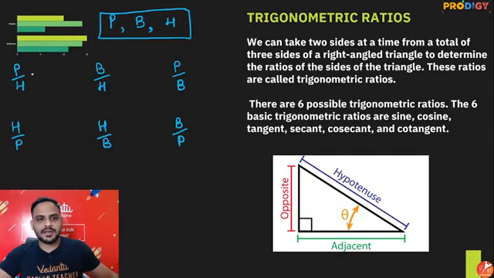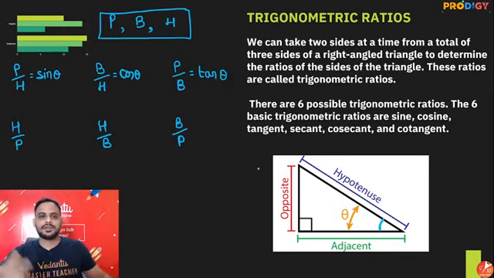So this P by H, we gave this name sin theta. The ratio of perpendicular and hypotenuse, we gave it the name sin theta. The ratio of base and hypotenuse for some theta, whatever that angle is, B by H will become cos theta, P by B will become tan theta.